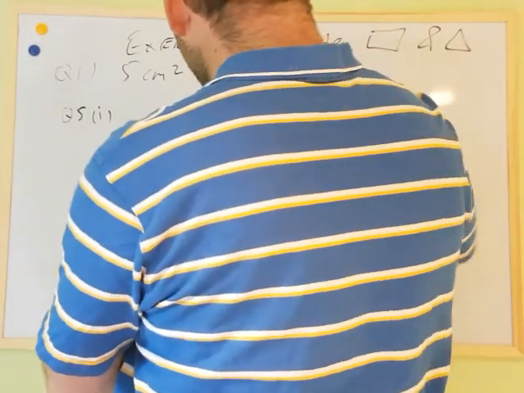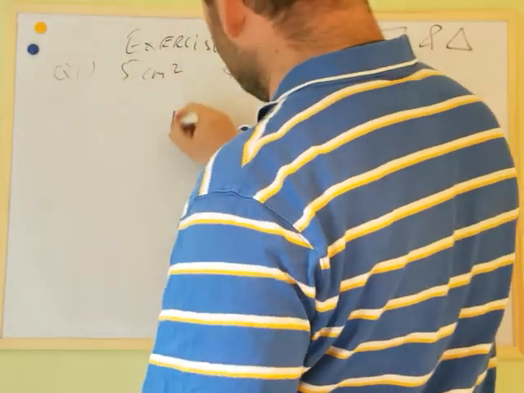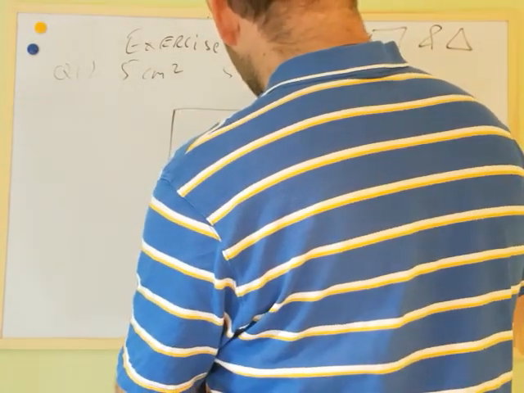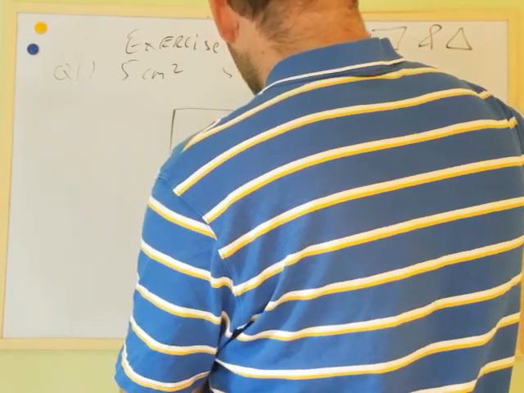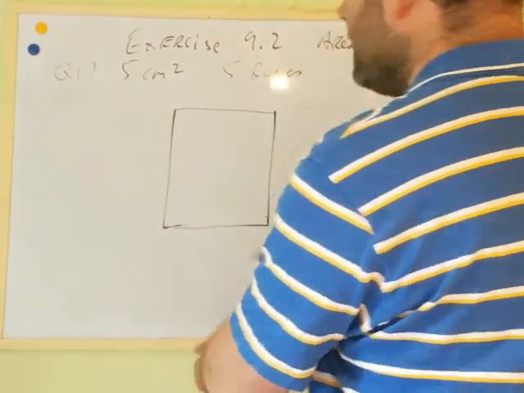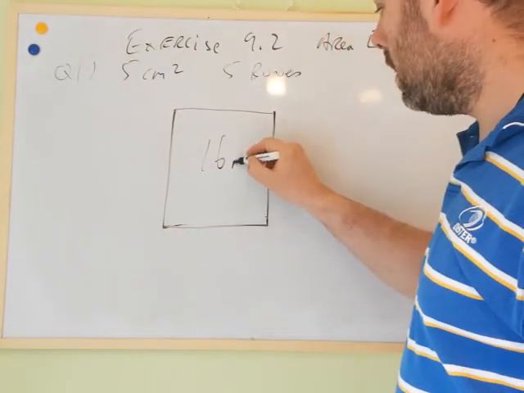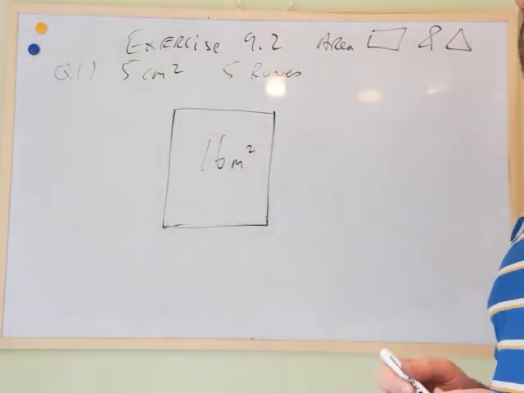Okay? Question 6. I'm going to do an example like 6 on the board. Let's say I have, that's kind of badly drawn. Let's imagine that's a perfectly drawn square, folks. You know I'm terrible at drawing, okay? I have a square. It has an area of 16 meters squared.